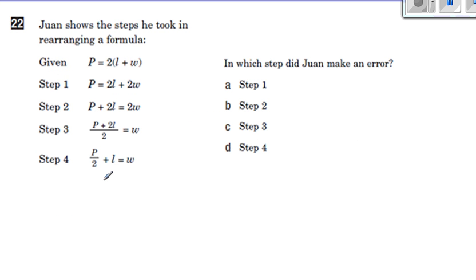One shows the steps he took in rearranging a formula. In which step did he make an error? He starts with this, and then he multiplied by 2. So 2L plus 2W, which looks right to me. Now he's trying to isolate 2W, so he subtracts 2L from both sides. Oh, he forgot to subtract. He added, therefore his mistake is in step 2.